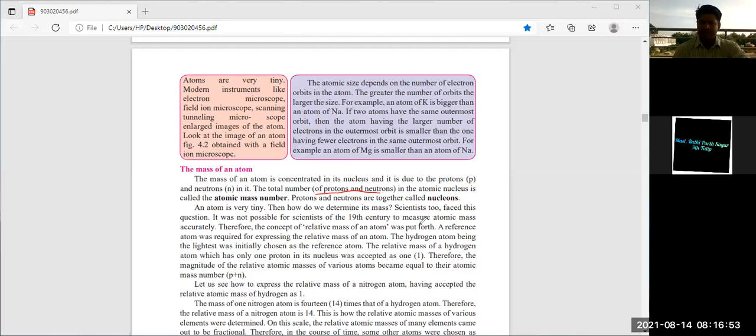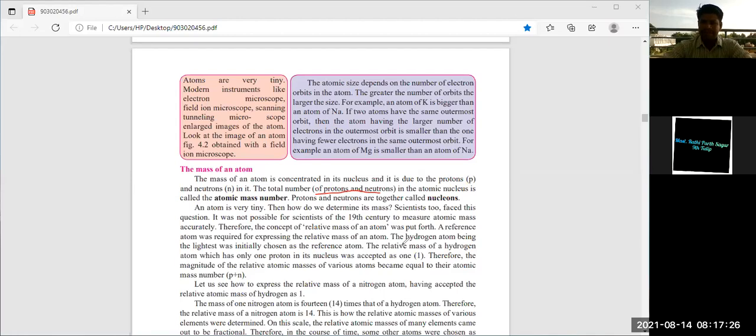And therefore, the magnitude of the relative atomic masses of the various atoms becomes equal to the atomic mass number, proton plus neutron. What happened? In hydrogen, only one proton is present, and that is called a 1. So when we speak about other atoms, other metals, elements, a total of 118 elements are present in our periodic table. Okay, 92 we found naturally, and the remaining we discovered.